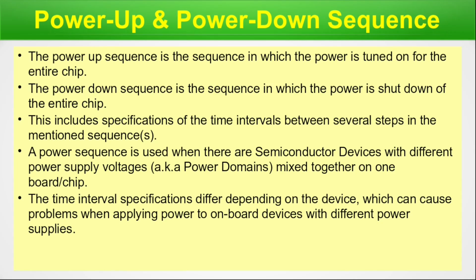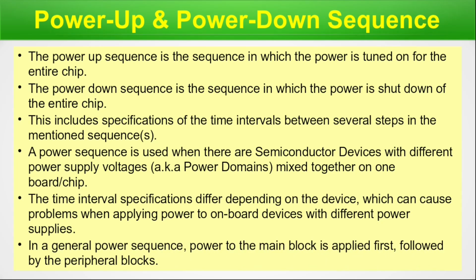Errors, I mean malfunction of the entire chip, or data which is being stored or data which is being sent, or if it is an in-between router type device, there could be some other thing. So all these case-specific scenarios may get affected if the proper power on and power off sequence are not followed. In general, the power to the main block is applied first, followed by the peripheral blocks. So you can understand, the heart of the circuit should be turned on first and then we go towards the periphery. The reverse occurs for power shutdown.